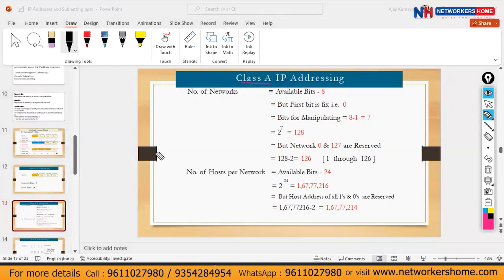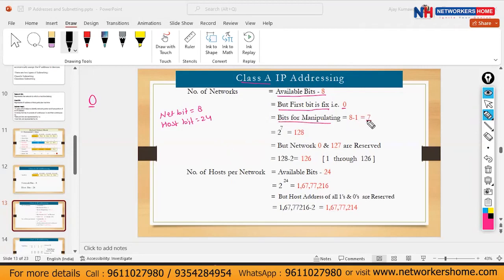So in class A, how many networks can be designed? How many network bits are there? If you remember, 8. And how many host bits are there? 24. Correct. So we have total 8 available bits. And if you remember yesterday, while we were calculating the range, in case of class A, the first bit was always 0. That was fixed. We cannot change that bit. So out of total 8 bits, how many bits will be remaining? 7. Because the first bit is fixed and always 0, so we cannot use that bit. That means we can only manipulate 7 bits.